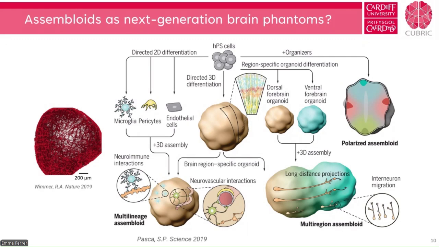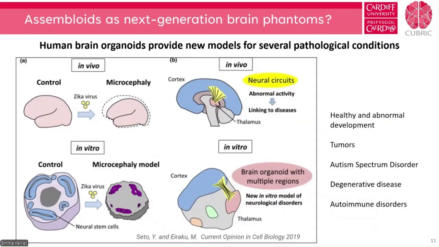So the reason for the higher interest in multi-region assembloids or multilineage assembloids is that they are designed and validated to also mimic the activity of the brain. So these neurons spike and interact with each other. So this is a living organism that you can potentially scan alive in your scanner.